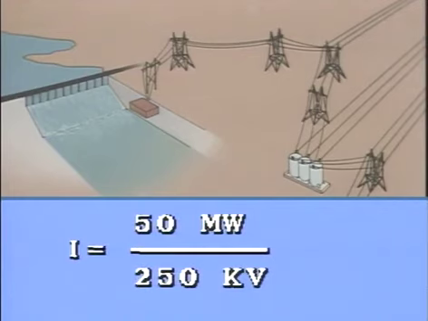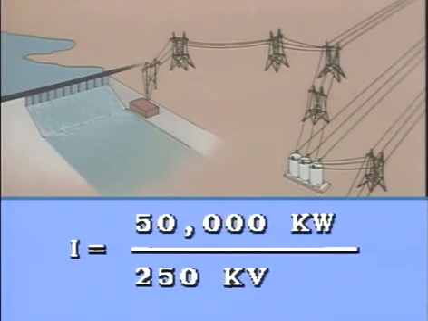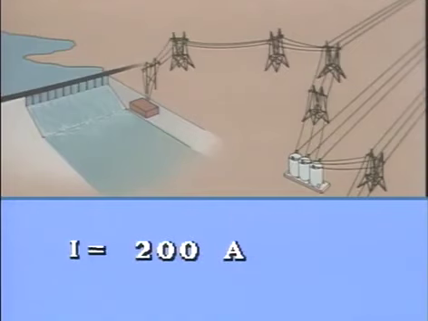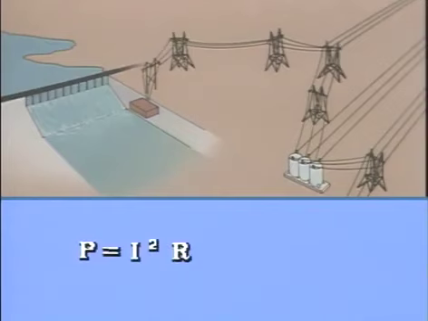This equation can't be solved unless the prefixes for power and voltage are the same. So the next step is to change the units of power from megawatts to kilowatts. 1 megawatt equals 1,000 kilowatts. So I equals 50,000 kilowatts divided by 250 kilovolts. Working out the division leaves I equal to 200 amps. Now this current value can be used in the equation P equals I squared R, and power loss due to line resistance can be calculated.